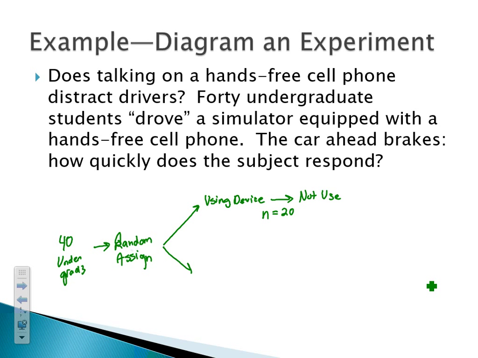And then the other group is going to go the opposite order of that. They're going to go through the simulator the first time not using it, and then they'll go through the second time using the device. Again, we'll have 20 people in this group. Now, what we want to compare in the end, because each person is receiving both treatments, is the difference in those response times. So as we compare in a matched pairs design, what we're comparing is the difference in response times.